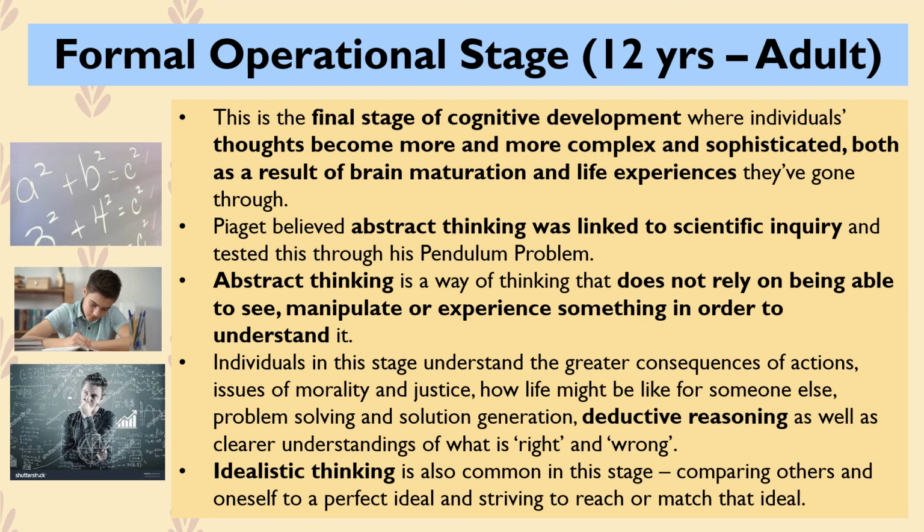And again, we talked about the maturation of the frontal lobes. One of the reasons why individuals in this stage, 12 years to adulthood, show better ability to form complex thoughts and all that stuff is because their frontal lobe is maturing a lot more at this age compared to when they were maybe 3 or 4 or 5 years old.